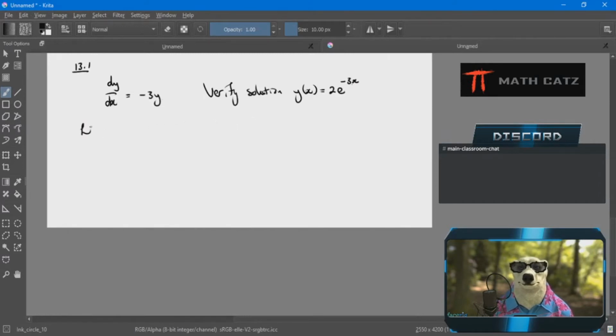So now I'm going to look at the left-hand side of this equation, dy/dx. That is going to require that I take the derivative of my proposed solution. And we know how to do that. The 2 stays in front. It's going to be the chain rule, so the derivative of e to the something times the inside something. I can simplify to negative 6 times e to the negative 3x.